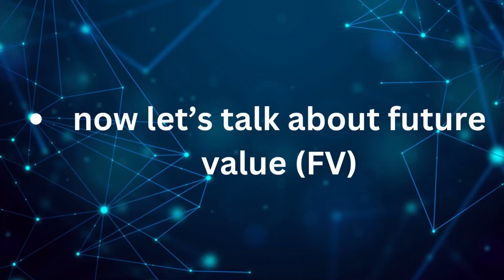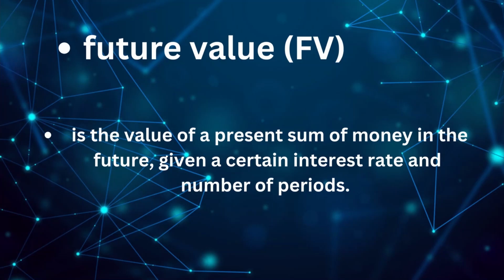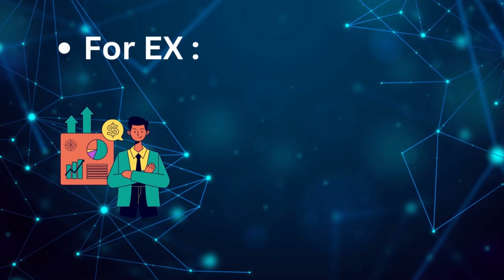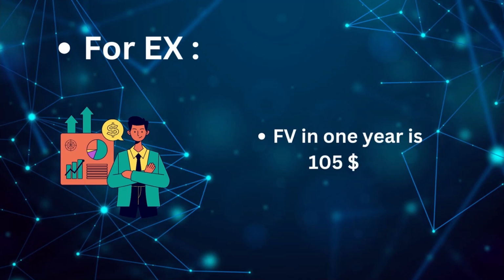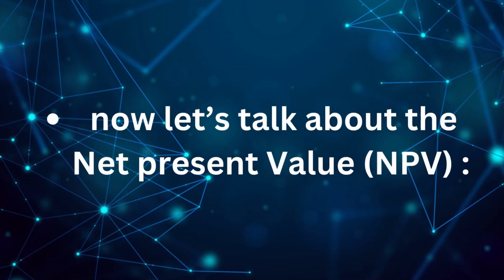Now let's talk about future value, FV. It is the value of a present sum of money in the future, given a certain interest rate and number of periods. For example, if you invest $100 today at an interest rate of 5% per year, the future value of the investment in 1 year will be $105.